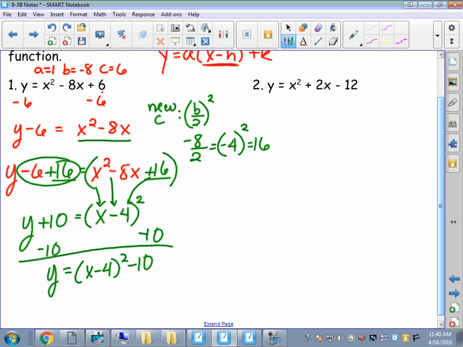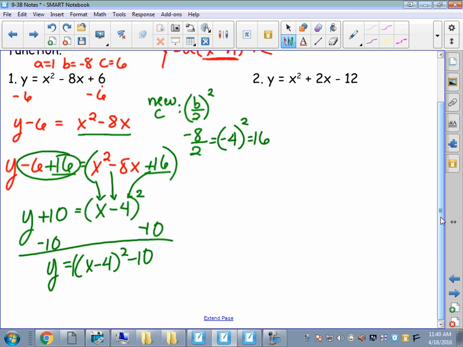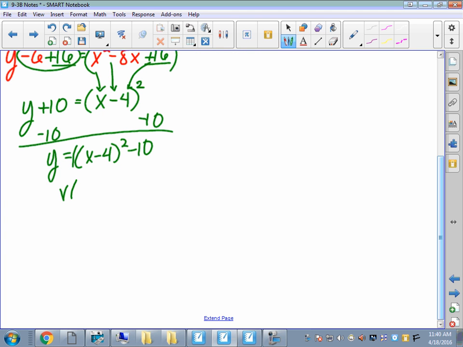Now I have vertex form. The only thing missing is if you wanted to put an a value of 1 out in front there, that would be fine. So from that, I should be able to evaluate all of the information. My vertex is (4, -10). The direction of opening is up. It's opening up. I do a little sketch, and that tells me that this is a minimum value. And that means that negative 10 is the smallest value. My axis of symmetry is x equals 4.